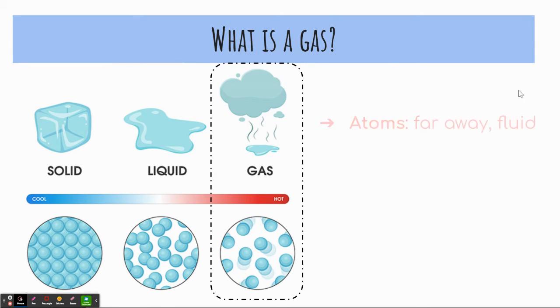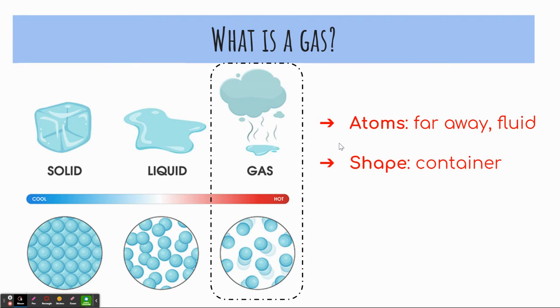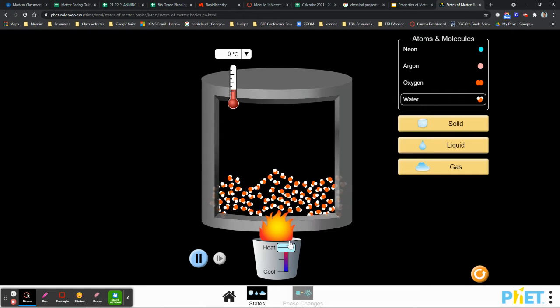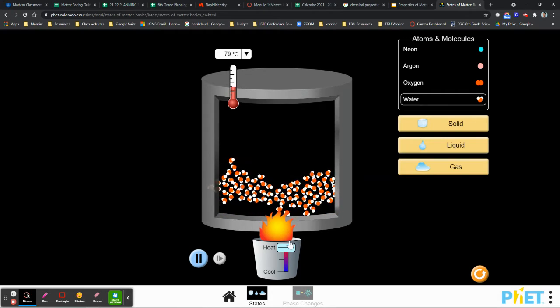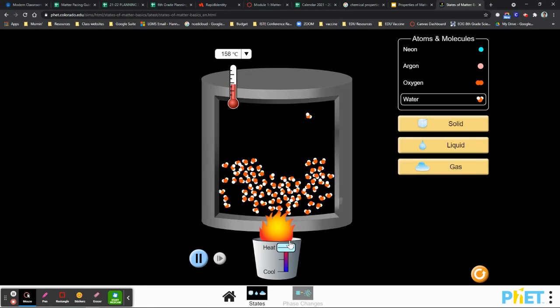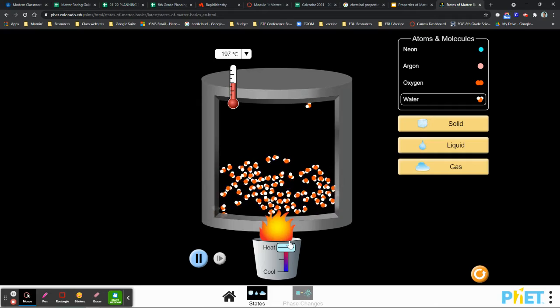And now let's look at gas. For a gas, remember those atoms are really far away, bouncing around, and they can move easily. They're fluid. They take the shape of their container, right? Because remember when we added heat to it? Let's look at it again. When we added that heat, it started to expand and take the shape of this container. I'm adding heat. You see they're moving faster and faster. They're separating.